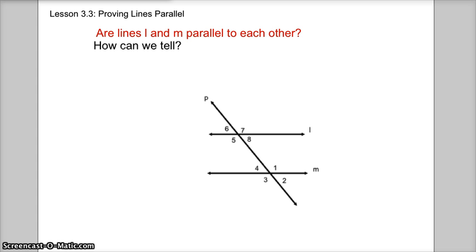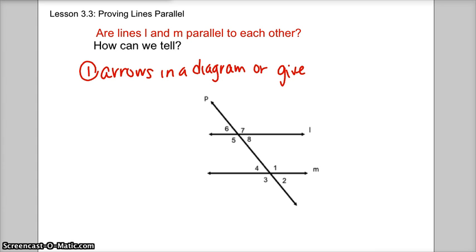How can we tell? Well, one way to tell if lines are parallel is if we have the arrows in the diagram, or if the information is given to us, which is essentially the same. Looking at this particular diagram though, lines L and M don't have any markings. They sure look parallel, but we can't necessarily be certain. So how are we going to go about this? How could we prove that lines are parallel?